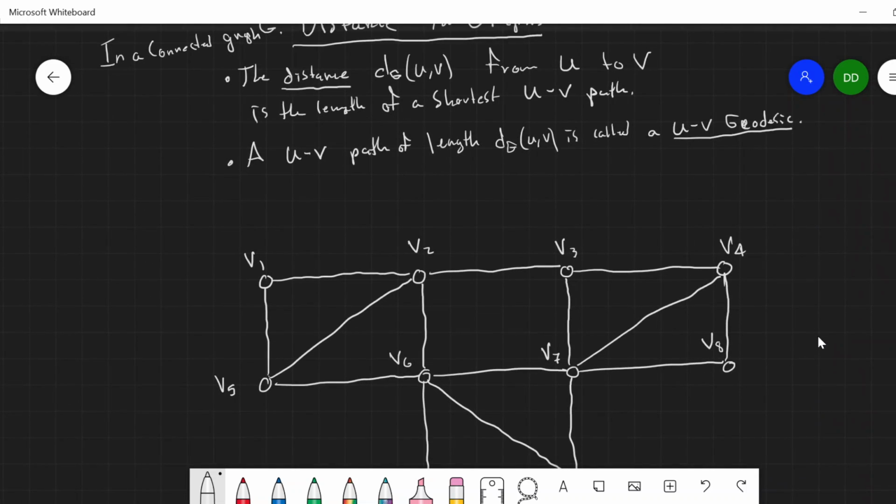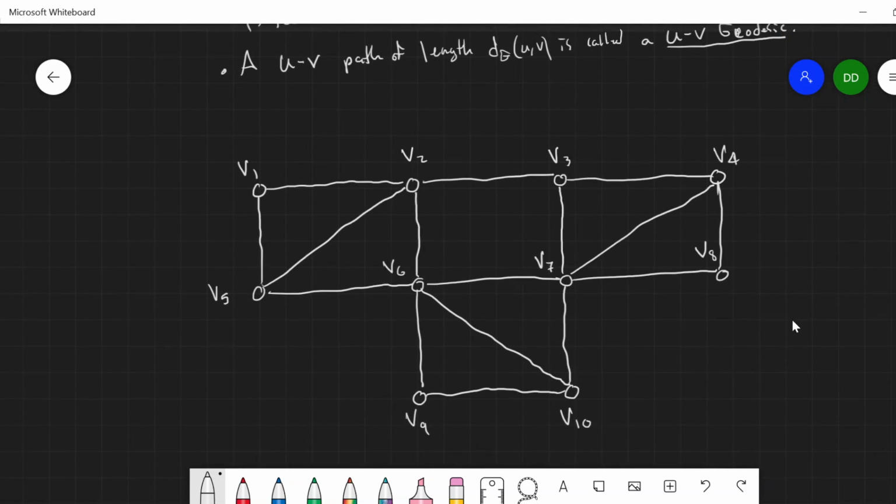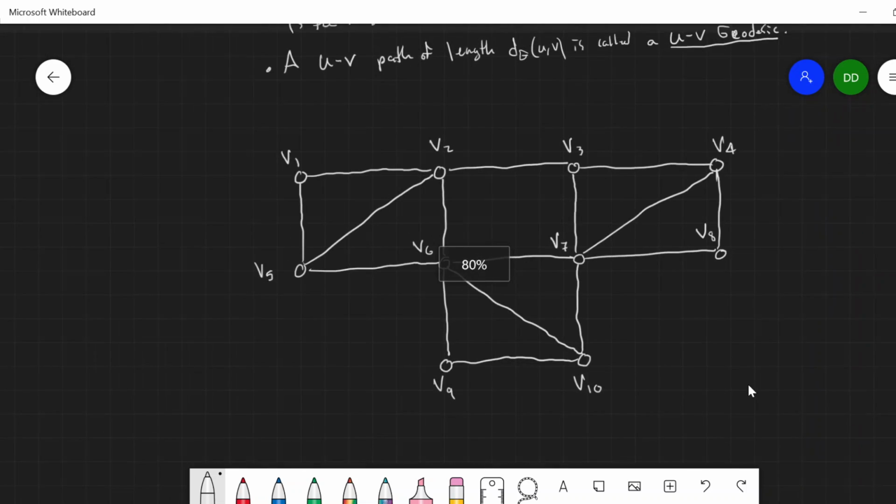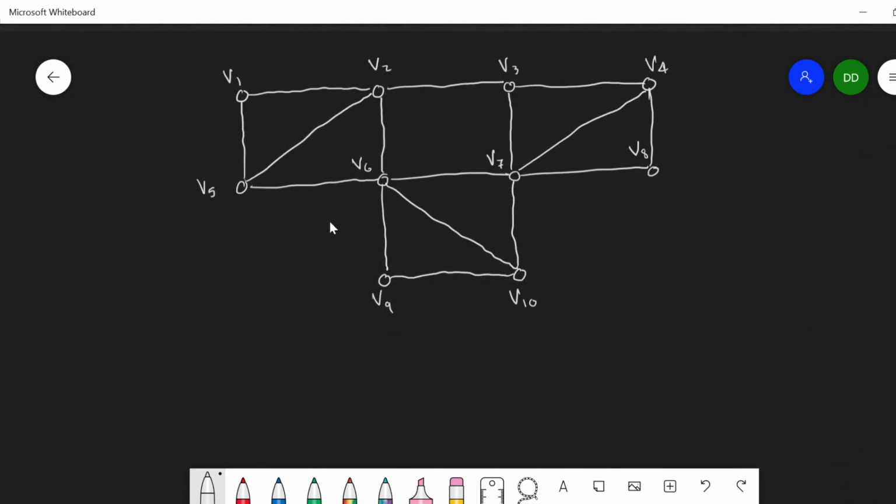So let's take a look at distance in graphs. Let's actually compute some distances. Here I have this graph of order 10, and let's compute the distance from V1 to some other vertices. How about V1 to V7? I want to think about all the different paths that I can take to get from V1 to V7 and come up with the shortest one.